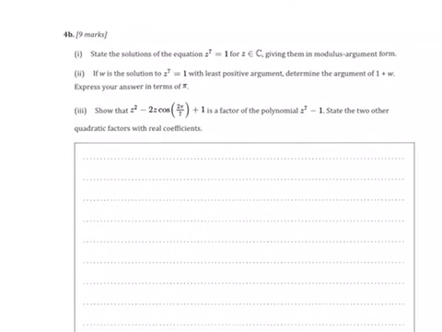It says for us, state the solutions of the equation z to the 7th equals 1. I'm going to do the initial setup. 1 is equal to cis 0 plus 2 pi k.